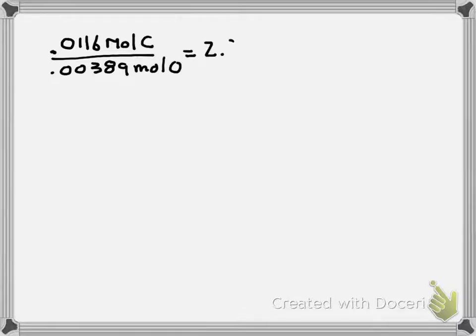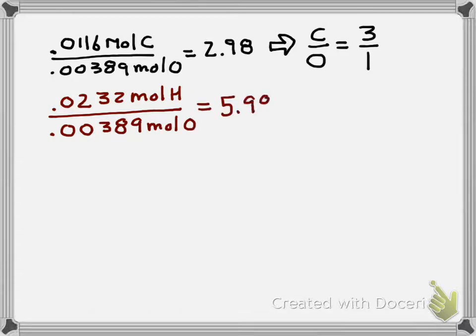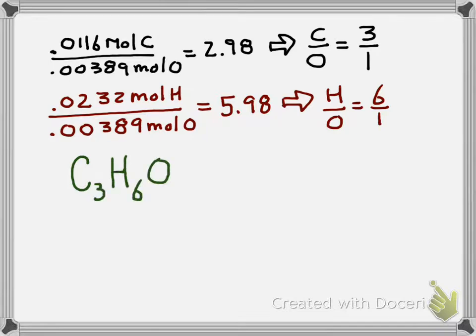Alright, so now we're going to look at our typical mole-to-mole ratios here. We're going to always divide a larger number by the smallest number. In this case, that's the moles of oxygen. And you see that we get about a 3-to-1 ratio between the carbon and the oxygen. Do the same with the hydrogen and the oxygen, again dividing by the smallest number. And we get that there's about a 6-to-1 ratio between the hydrogen and the oxygen. And so that tells us that the empirical formula is C3H6O. So that's the empirical formula.